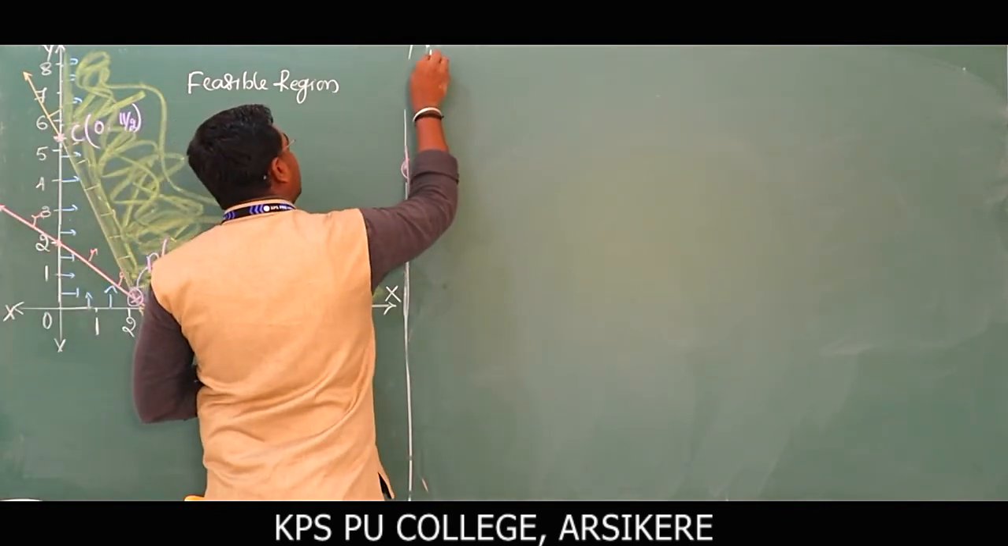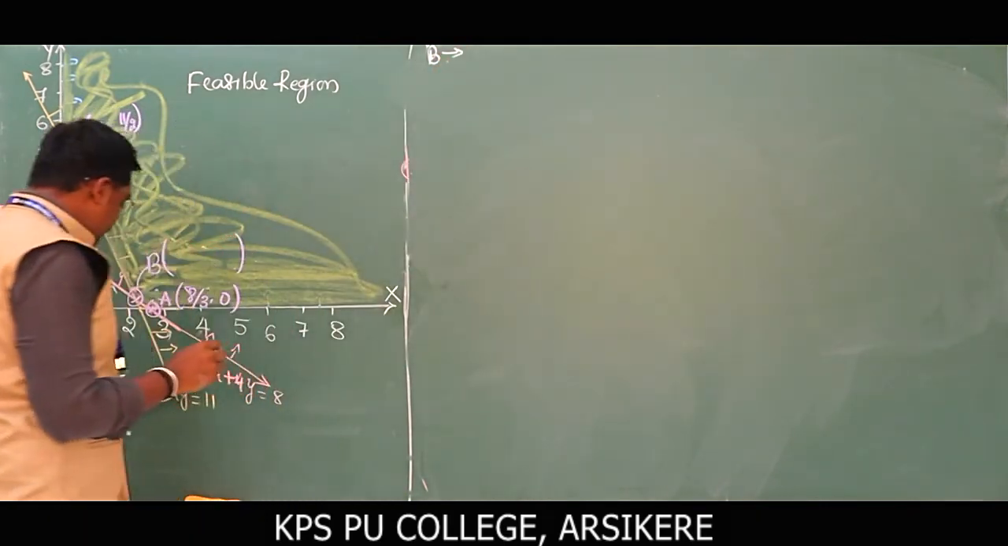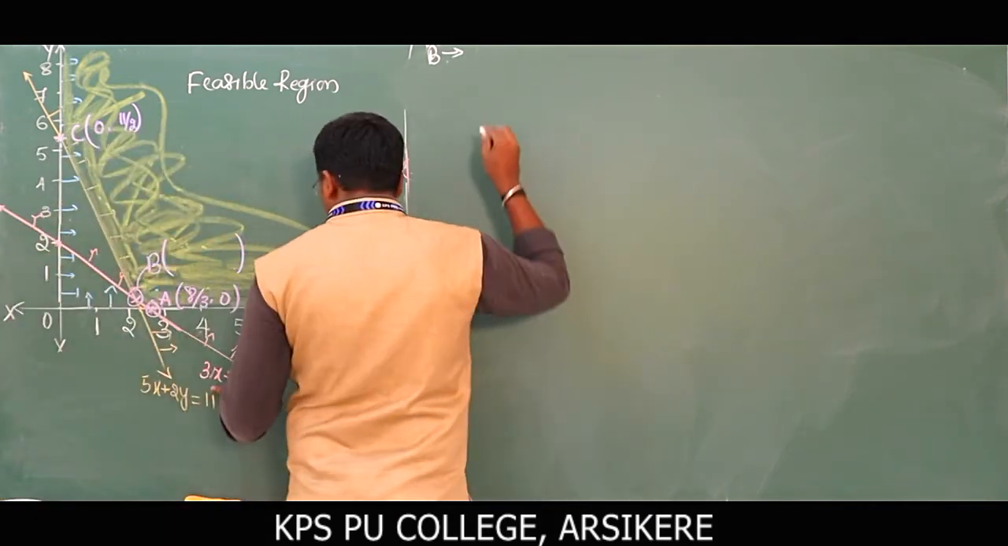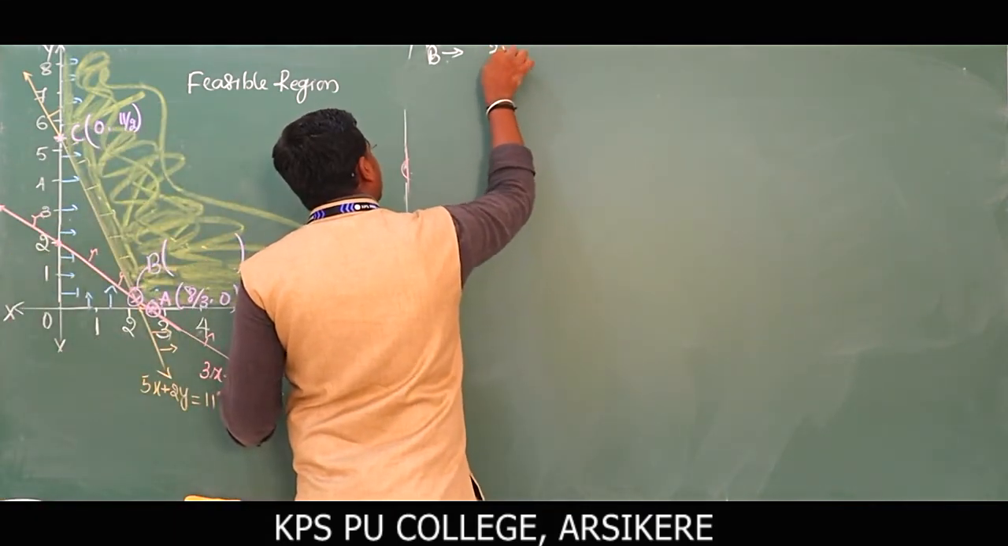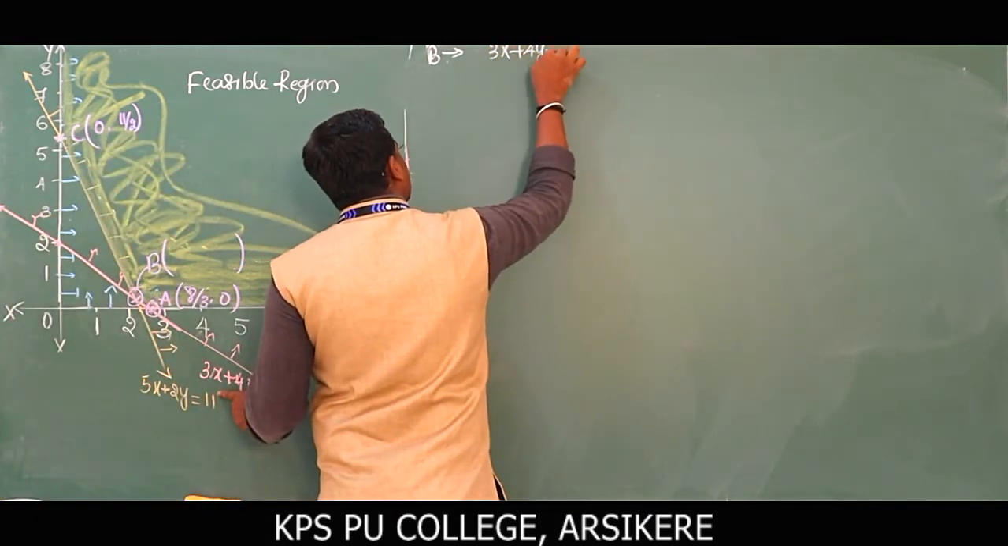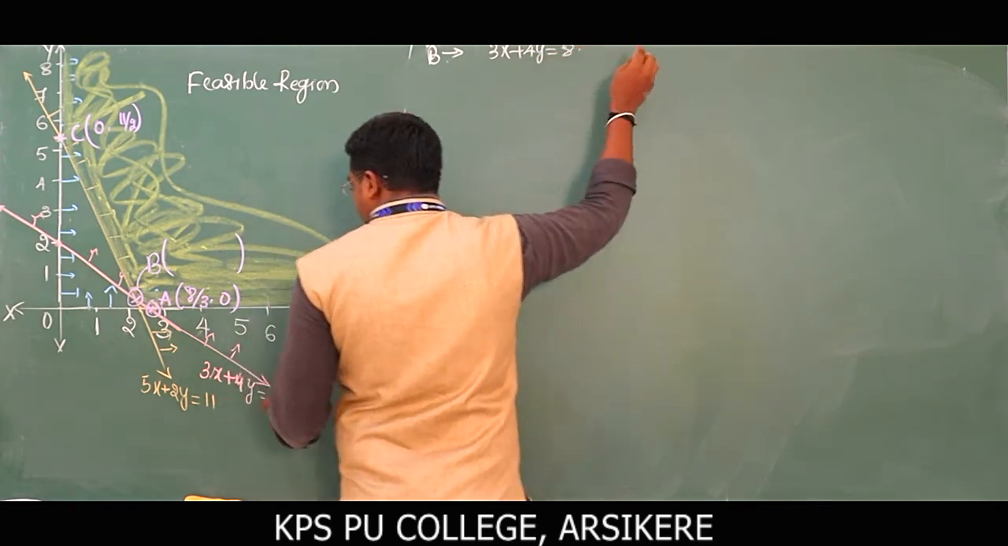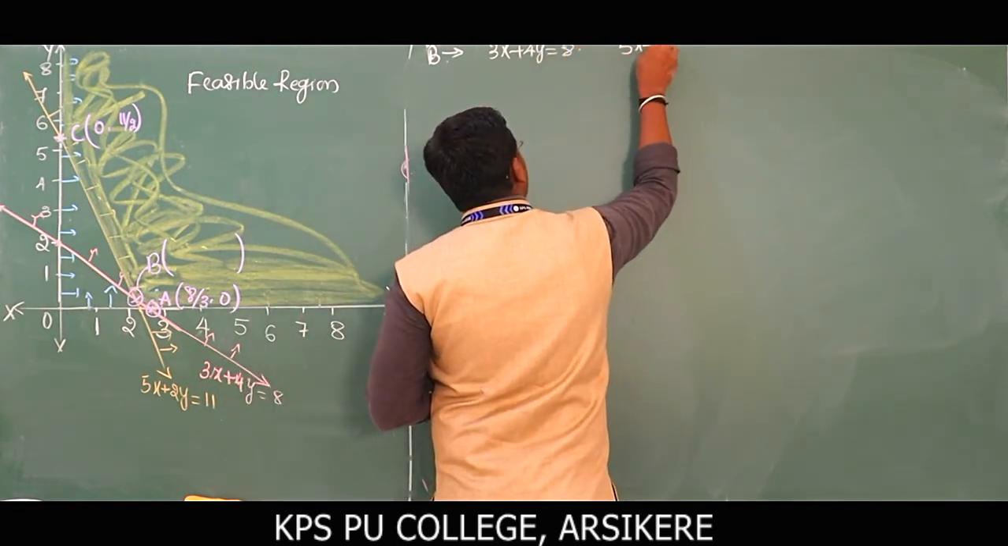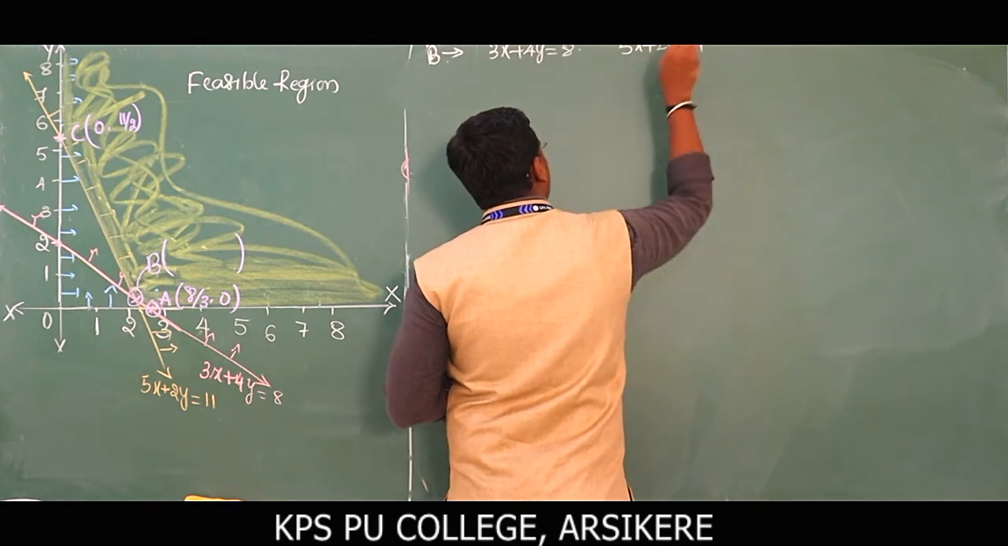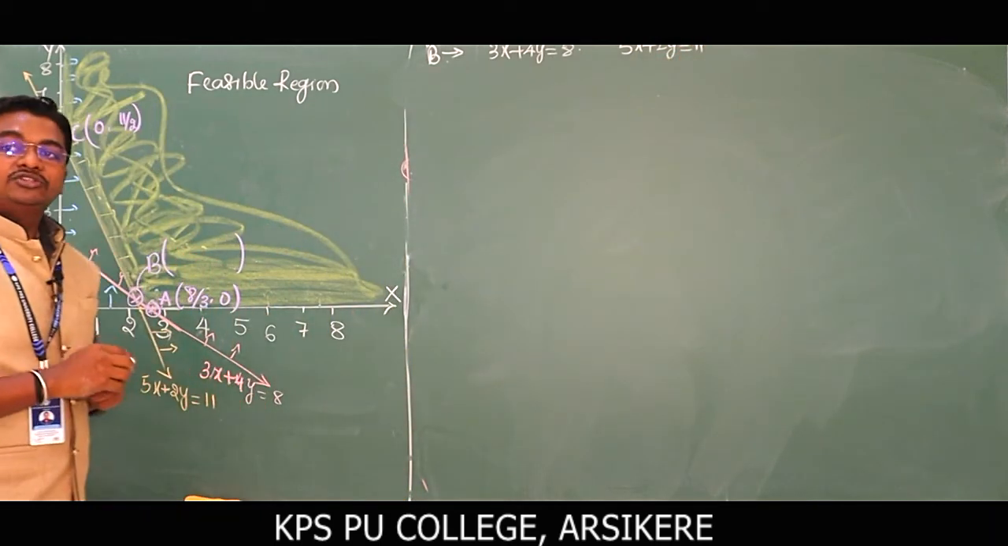To find the point B, what do we need to solve here? We have to solve two equations. First one, 3x plus 4y is equal to 8. Another one, 5x plus 2y is equal to 11. So how to solve here?